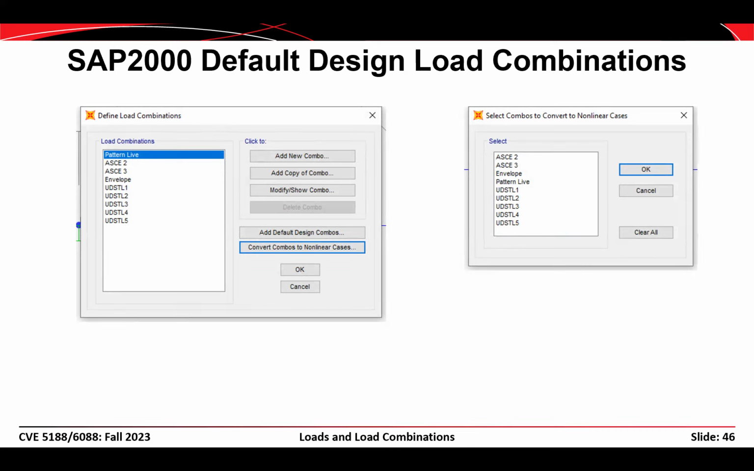Now, there is a button there that allows you to convert those to nonlinear load cases. So remember the difference between a combination and a case. A combination applies the factors to results of individual analyses, whereas a case applies the factors to the loads and then does one analysis. So you can convert those, but again, we're not to the point where that's useful to us. And even when we are, I've had mixed results when I've tried to do this. All right, so I'm going to refrain from launching SAP today.